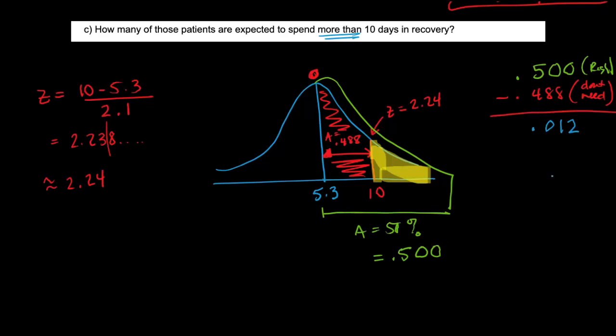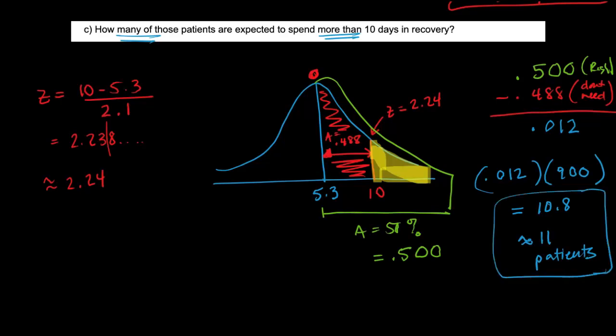And so I look back to the problem to see what kind of answer I need. Well, they want how many of those patients. So I'm going to take 0.012 and multiply that by the total number of patients, which is 900, because they're asking for how many, they're not asking for a percent. So when I multiply that, I get 10.8. And then because we're dealing with patients here, we're just going to round that to the nearest whole number, which is about 11. So we say about 11 patients out of 900 are expected to spend more than 10 days in recovery. So not super common.